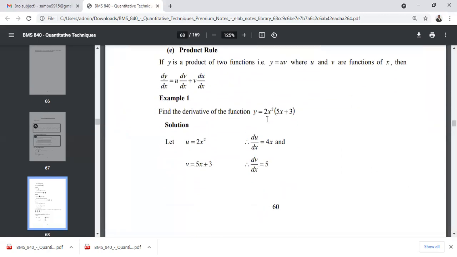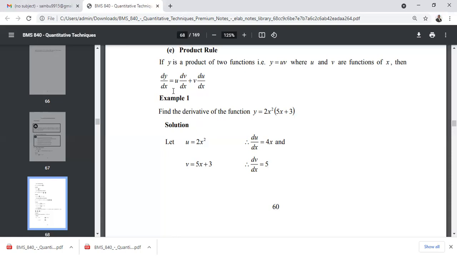Well, I have this function, y is equal to 2x squared multiplied by 5x plus 3. The way they are, I split them. So my first function becomes my u. So my u is equal to 2x squared. Then my v is equal to 5x plus 3. To avoid confusion, differentiate what you've been given first in the formula. So I have my du dx is 4x. Then my dv dx is equal to 5. Are we there? Then we supply in the formula.